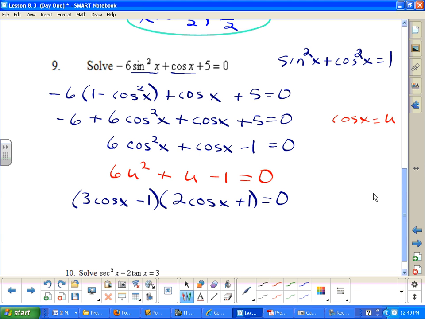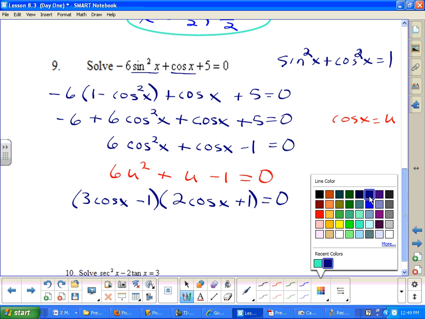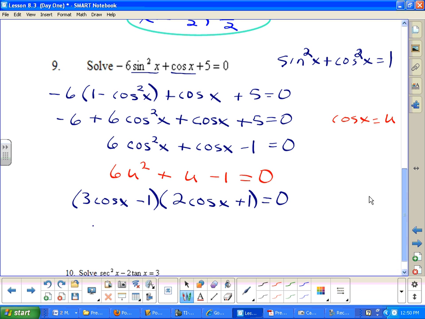Okay. Let's just check it. We check it. Multiply these two together, I get a positive 3 cosine of x. Multiply these two together, I get negative 2, and 3 minus 2 is positive 1. Worked. Okay. Fantastic. So then we get cosine of x equals 1/3 and cosine of x equals negative 1/2.